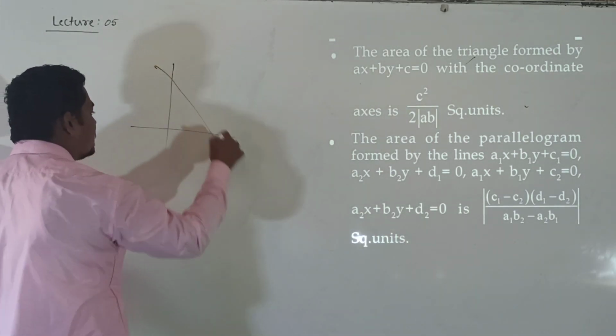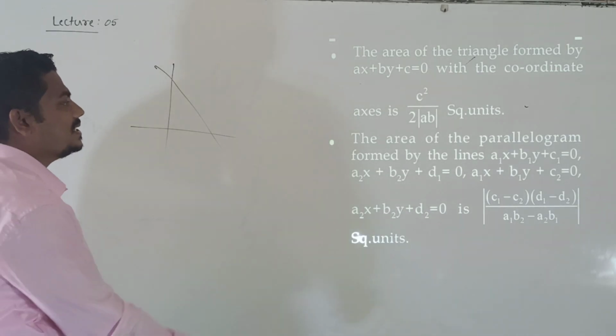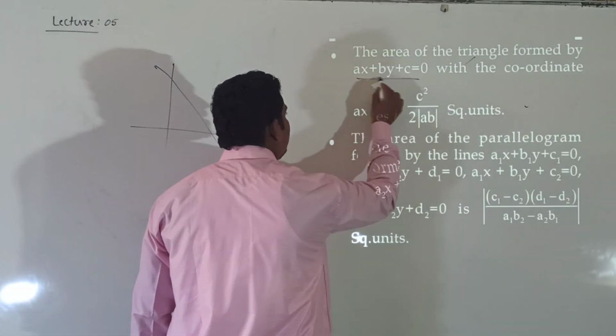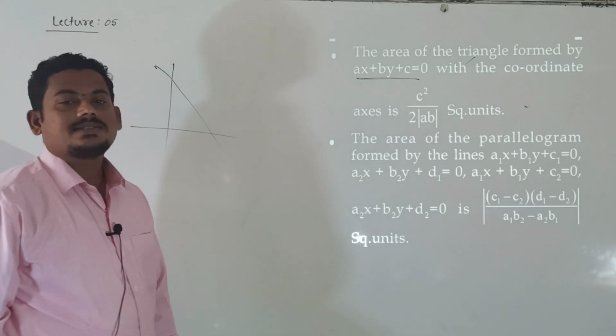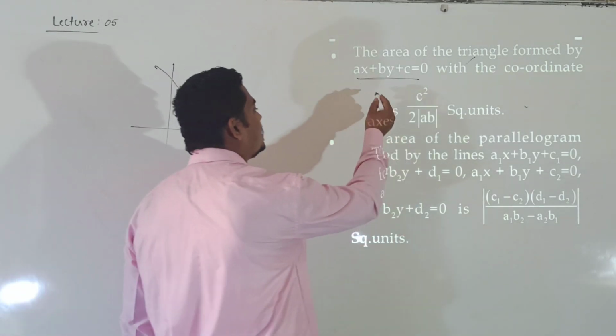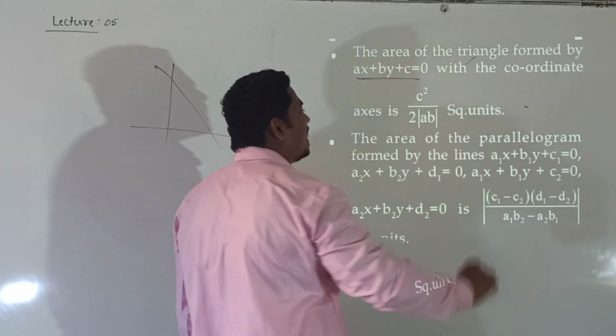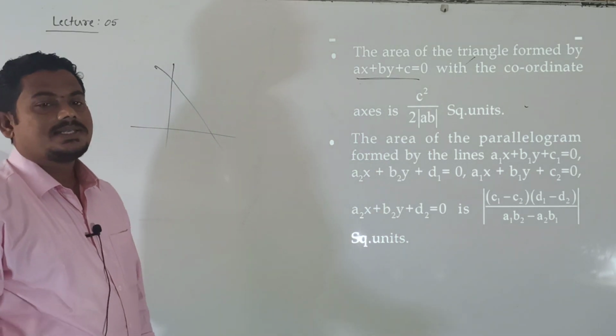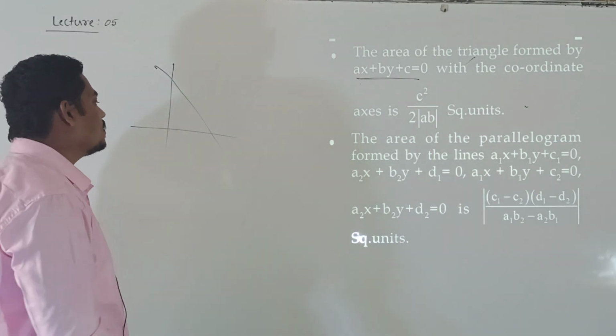In the previous case, intercepts were given. In this case, intercepts are not given. The equation of the line is in general form. General equation of the straight line: area of the triangle formed by the general equation of the straight line with the coordinate axes.